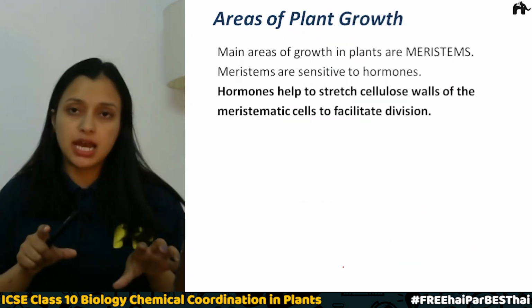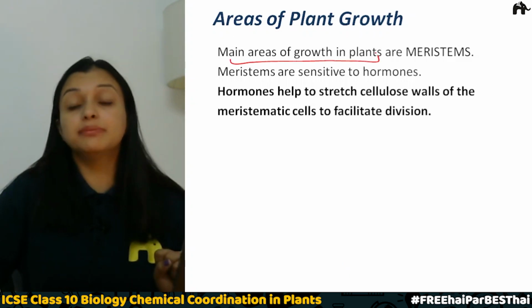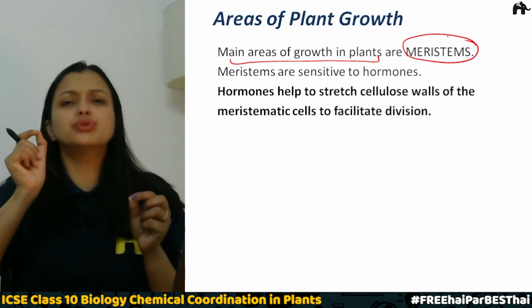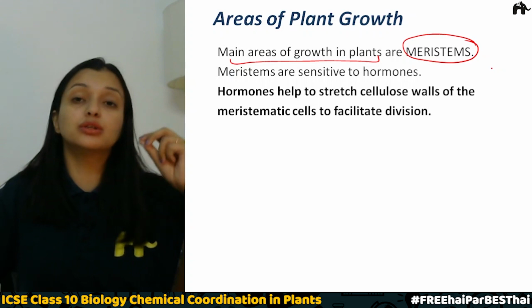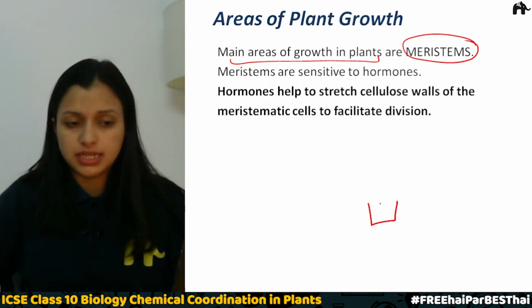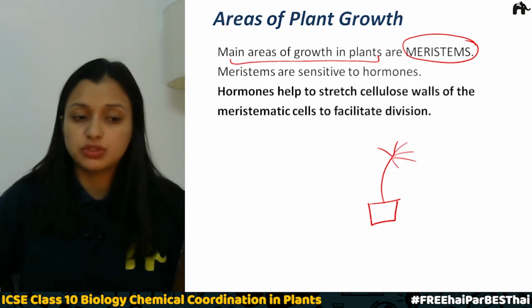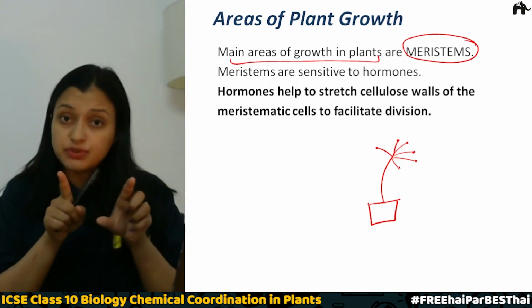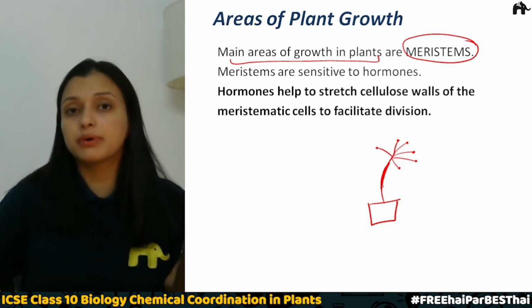Now talking about the areas where we can see the growth in plants. The main areas of growth in plants we call meristems. Basically meristems are the root tip or the shoot tip, so tips of the roots or tips of the shoots where we can see the plant growing. Say this is a plant, right? So there will be shoot tips. These will be the shoots, and these will be the tips of the shoots. We can see the growth over here. We can see the cell division, the plant growing from here. We will not see the growth at this particular point.